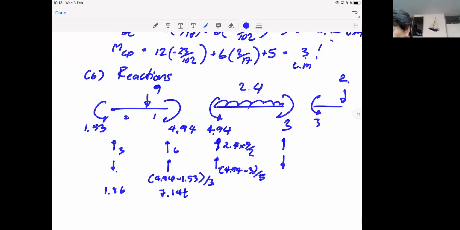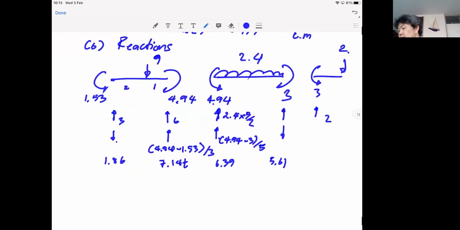And here we have 6.39. Here is 5.61. And here is so straightforward, right? It's 2. So from here, you see your shear force diagram. Oh, it's so ugly. Let me draw it again.